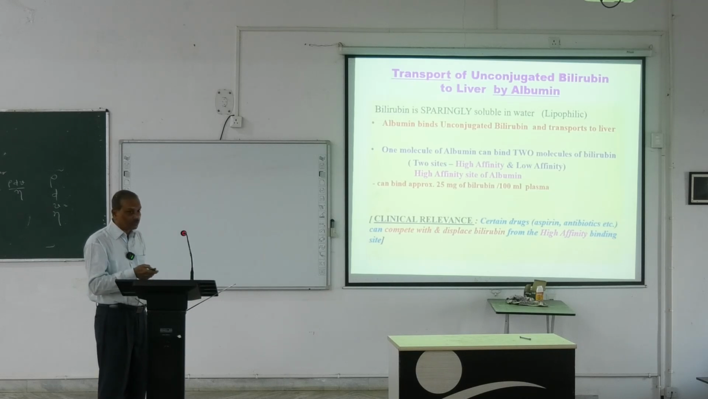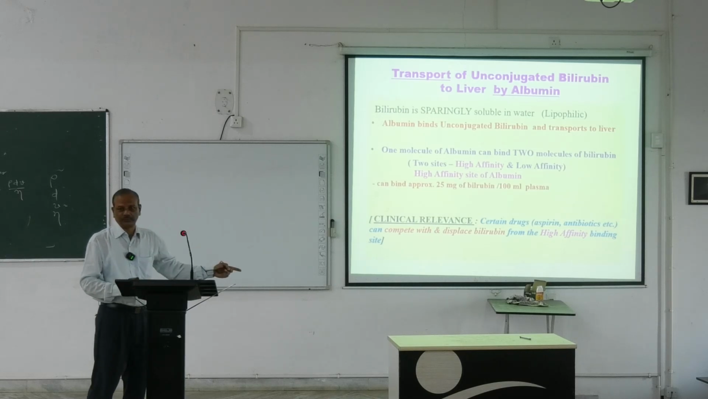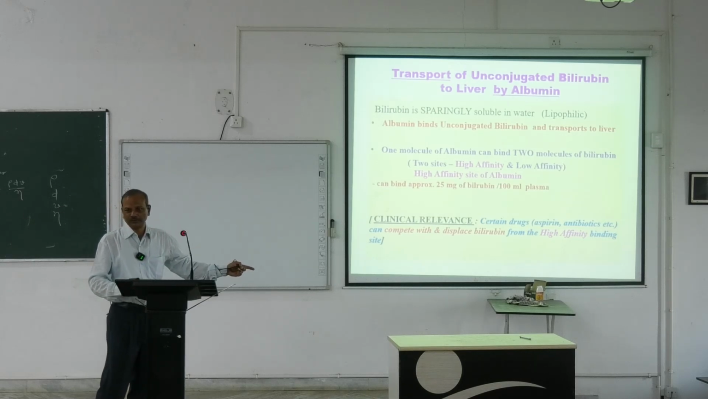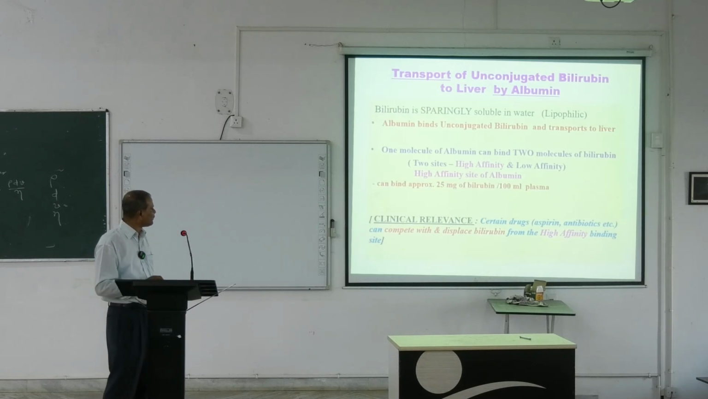One molecule, note down, one molecule of albumin can bind 2 molecules of bilirubin, and there are 2 sites. One is a high affinity site, one is a low affinity site of bilirubin, and this is clinically important from pharmacological point of view. Why? We know that it can bind up to 25 milligram of bilirubin per 100 ml of plasma.